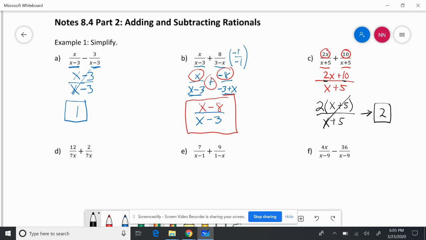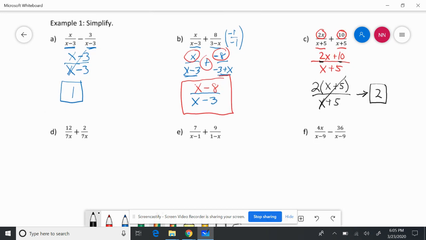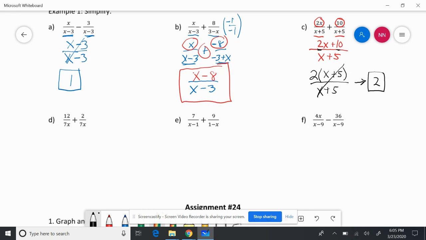So if we're looking at D, E, and F, what we're noticing is that they're similar to A, B, and C. So we're going to be keeping our eye on A, B, and C, noticing that we have a similar pattern. So looking at letter D, we notice that both of these terms have a common denominator. So we're going to put 7x. That's our denominator. 12 plus 2 is 14. 14 divided by 7 is 2. They cancel. 2, 1. So our answer is 2 over x.